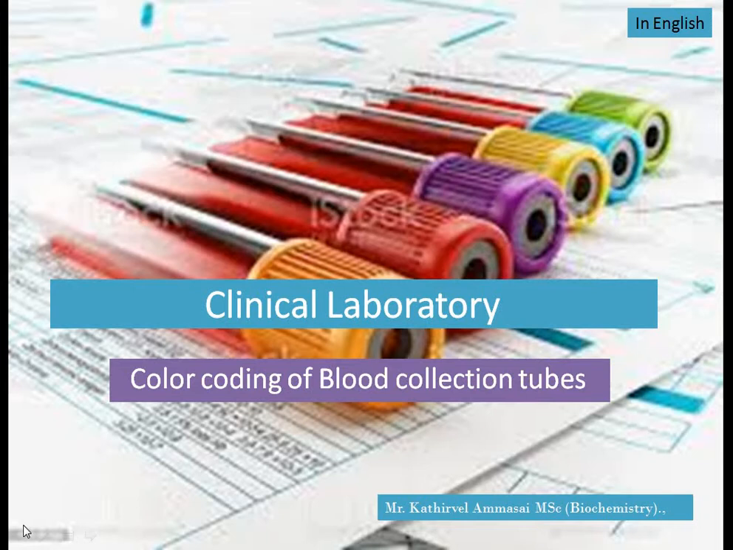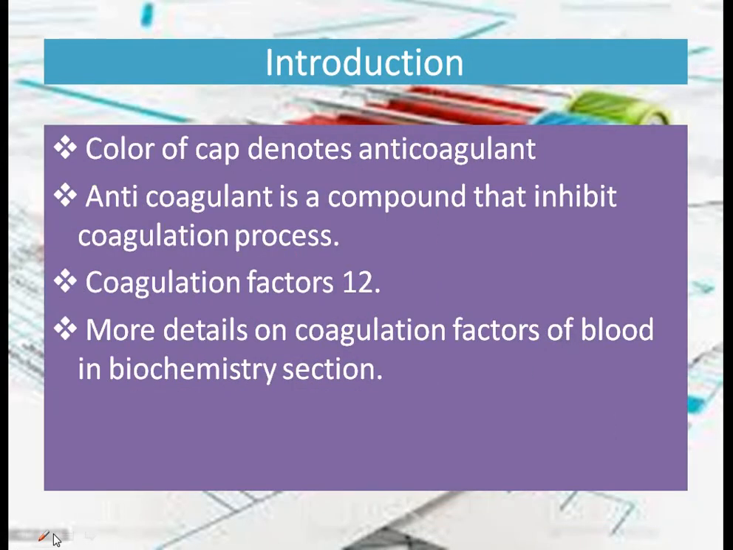Hi friends. Today we are going to discuss the color coding of blood collection tubes and their uniqueness, with the order of draw. The containers used for blood storage are separated by a unique color. This denotes their anticoagulant. Anticoagulants are chemical compounds that have the capacity to block the coagulation process and keep the blood in liquid form for a longer time.